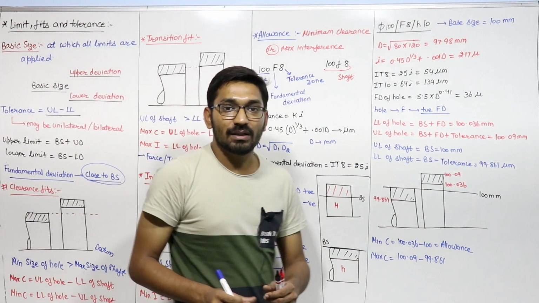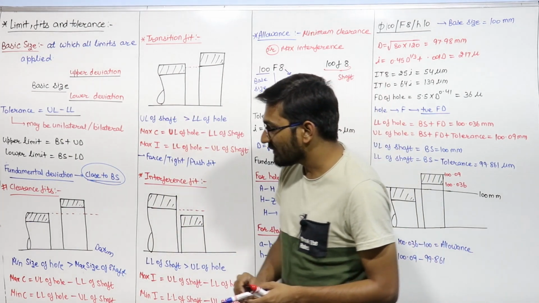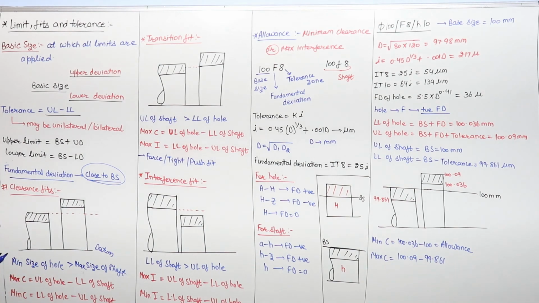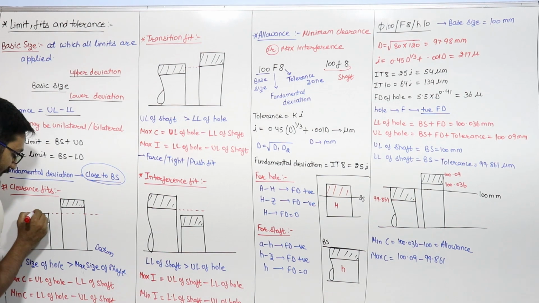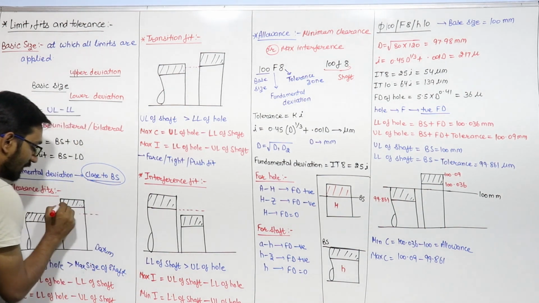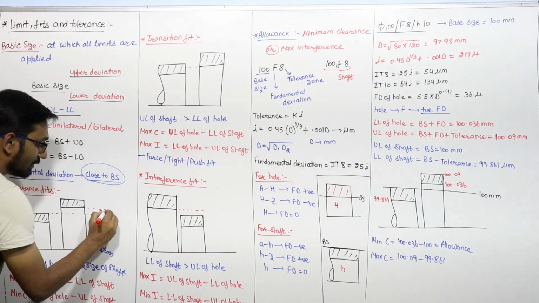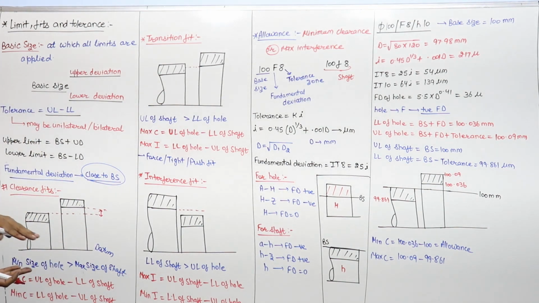Then it is known as your clearance fit. So we can say, what is the minimum clearance between this hole and shaft? The minimum clearance is the maximum limit of the shaft. This is the maximum limit of the shaft. This is the minimum limit of the hole. So this much is the minimum clearance.